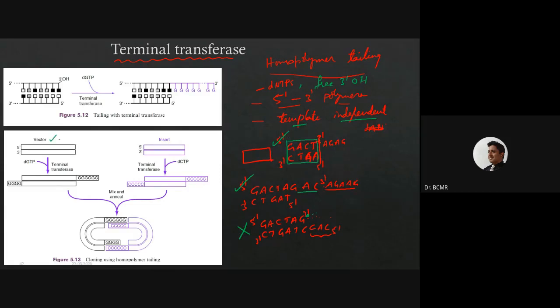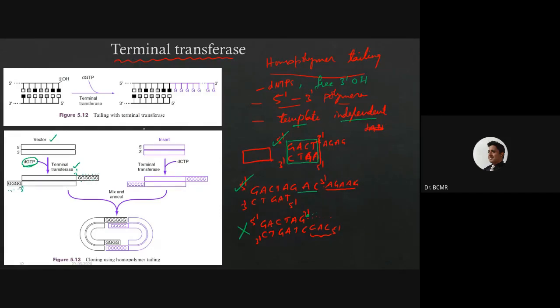You can take a vector and add terminal transferase and add dGTP. The only nucleotide that is available is dGTP. So it will just add here. Again, how many bases it is adding depends on the availability, the concentration of the supplied nucleotide, and the time of exposure. Usually it could be some hundreds. So on the 3 prime side, G's are added.